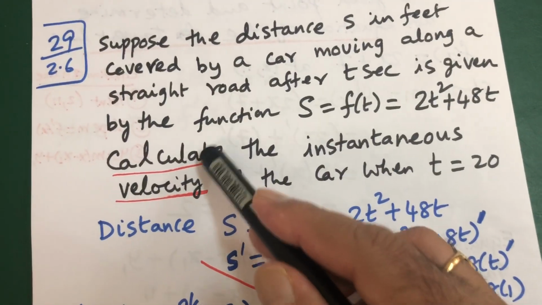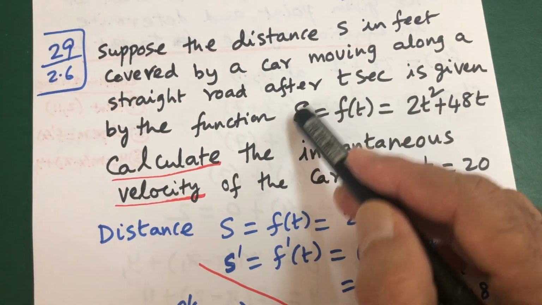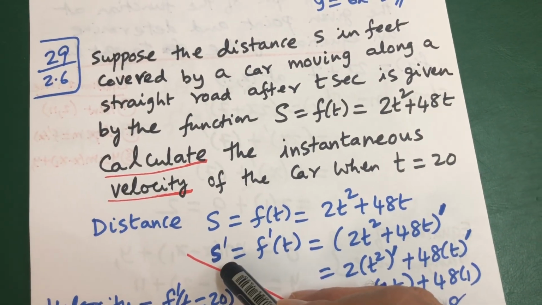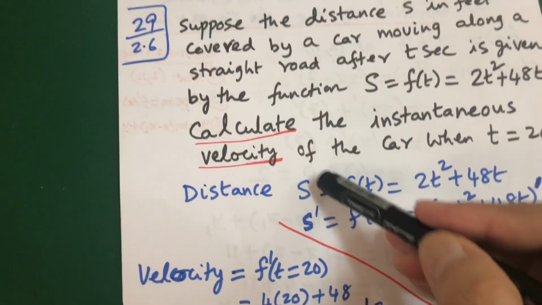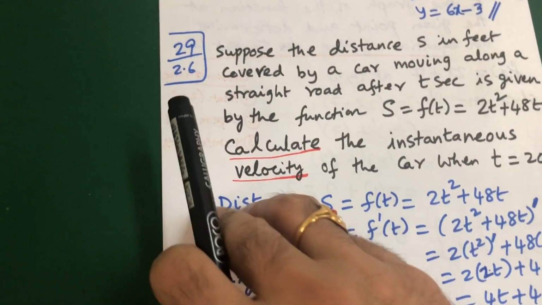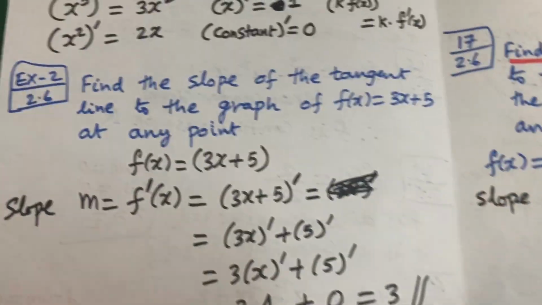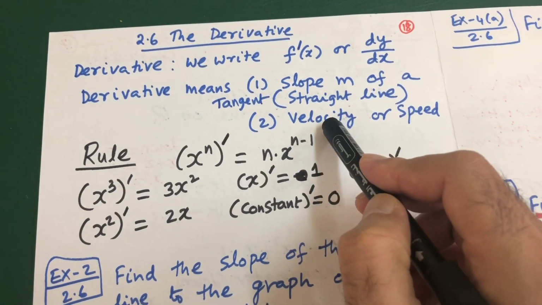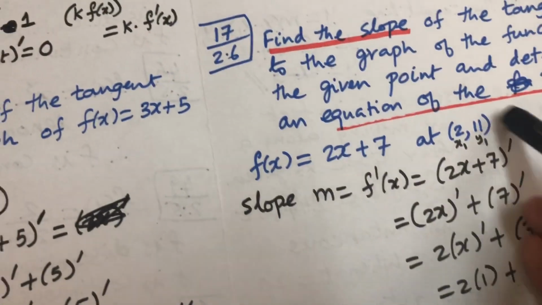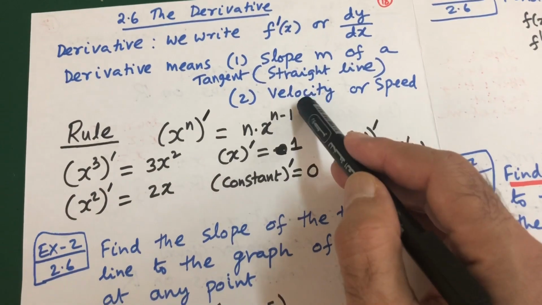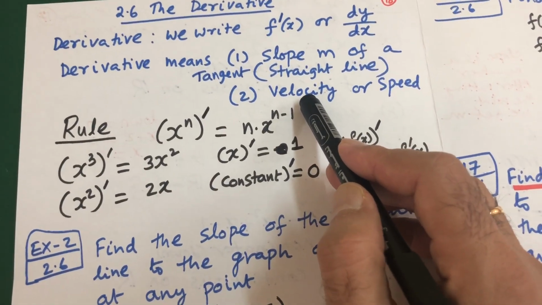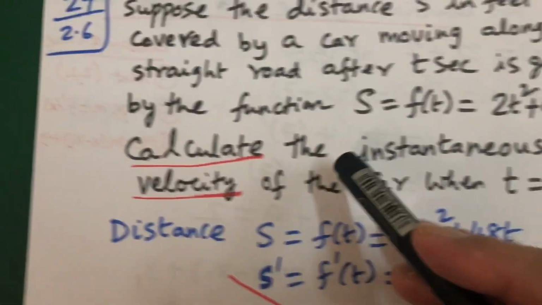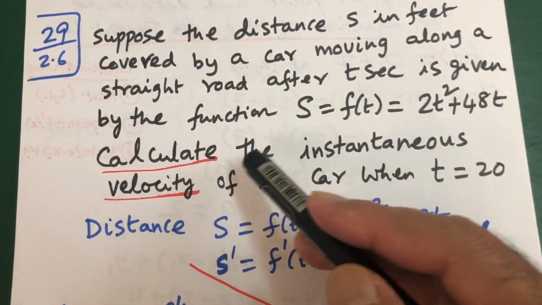What do you want to calculate? Velocity. s is usually called distance. When you find the derivative, what you get is called velocity or speed; velocity and speed are more or less the same. Slope and velocity: in problems like functions, you get slope. In problems like physics, with distance and speed, you get velocity. Derivative means velocity.